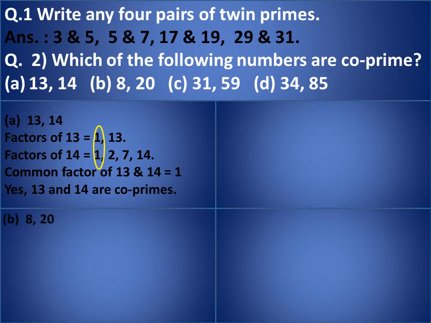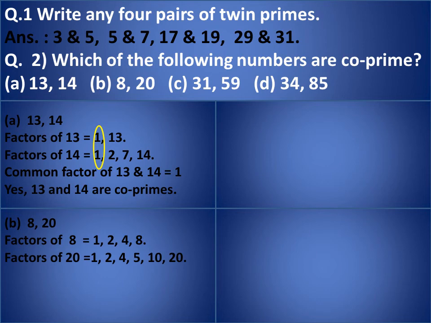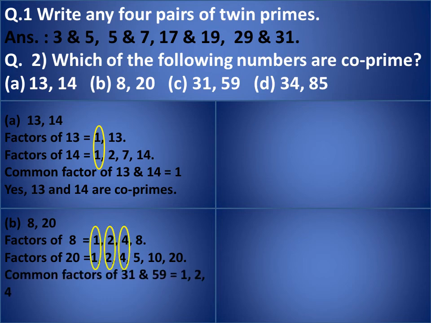Question B, 8 and 20. First we will find the factors of 8 and 20. We know that the factors of 8 are 1, 2, 4 and 8. Then the factors of 20 are 1, 2, 4, 5, 10 and 20. Then we will find the common factors. So the common factors of 8 and 20 are 1, 2 and 4. What did we observe? Are 8 and 20 co-prime? No, 8 and 20 are not co-prime because they have 3 common factors.